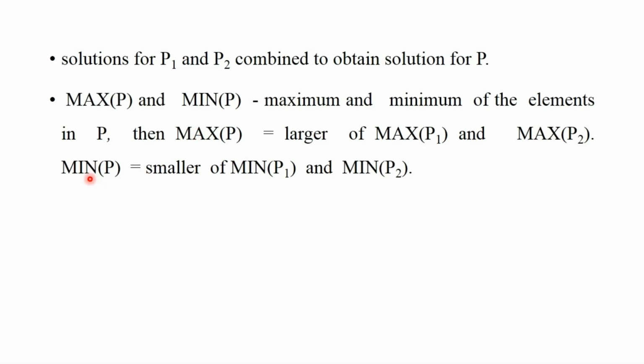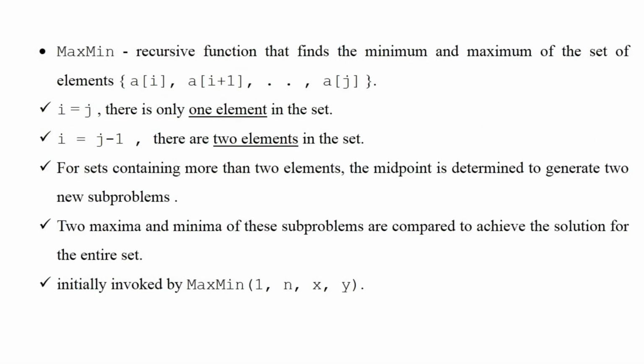Even for the minimum value of the original problem P, we need to find out whichever is smaller, min of subproblem P1 or min of subproblem P2. So MaxMin is a recursive function to find the minimum and maximum element by using the divide and conquer approach. We have two indices i and j. i represents the index of the first element in the array and j represents the index of the last element.